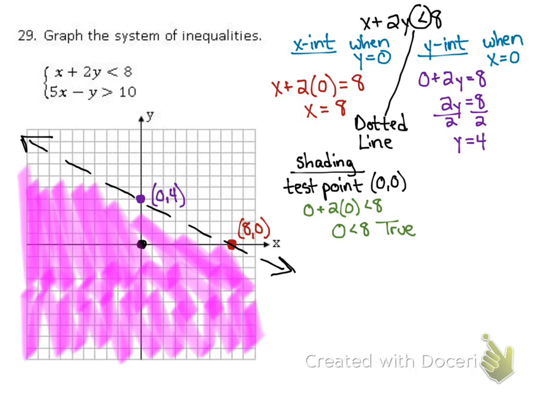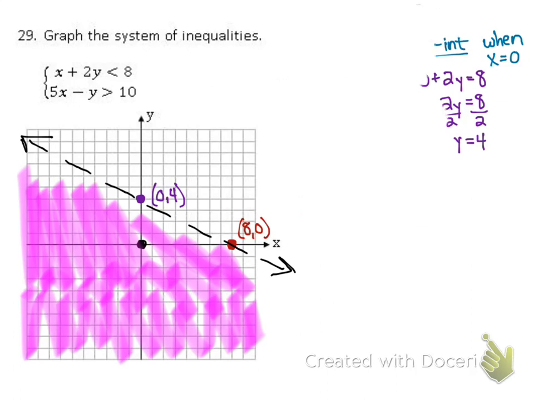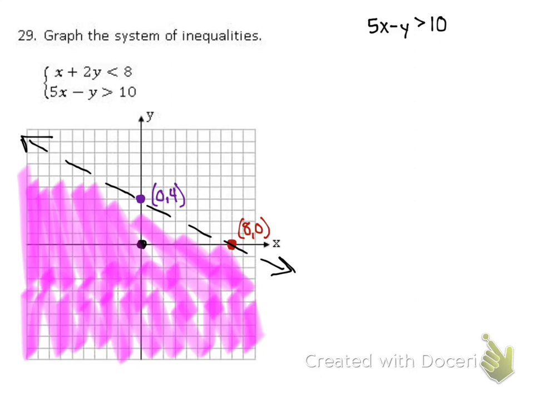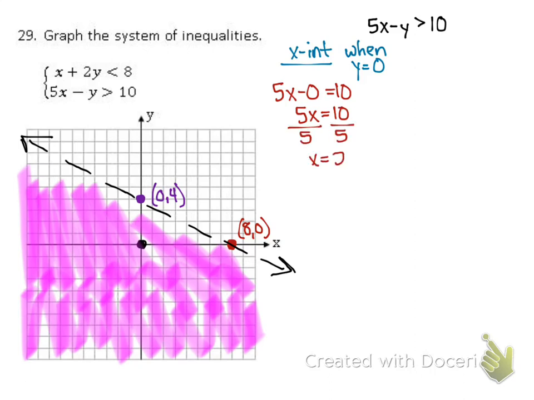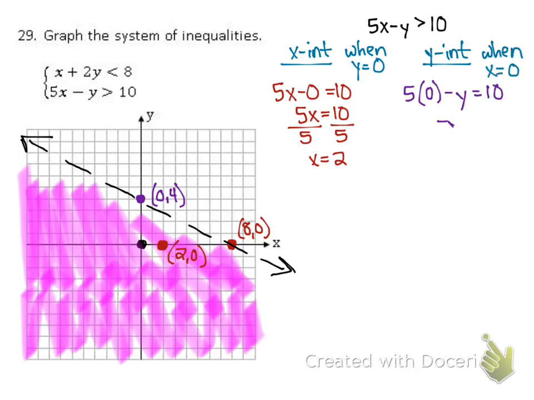Now I want to repeat that entire process for the second inequality, 5x minus y is greater than 10. I'm going to find the x-intercept first by plugging in 0 for y. I get a result of positive 2. And so I'll graph that on the x-axis. Now I want to find the y-intercept by letting x equal 0. And that gives me a value of y equals negative 10. So I'll graph that on the y-axis.